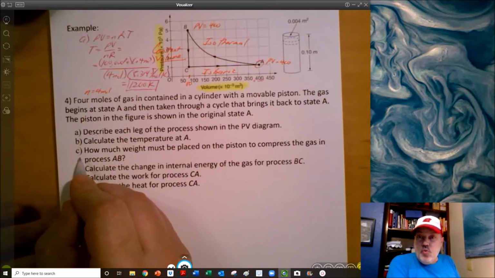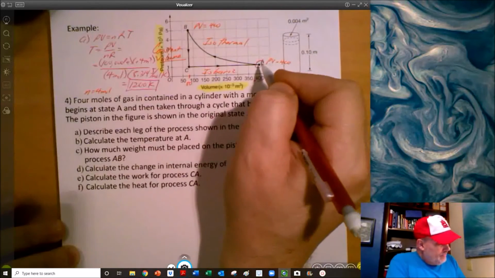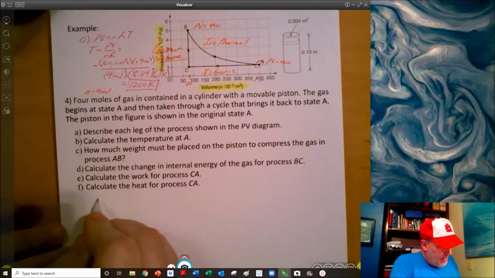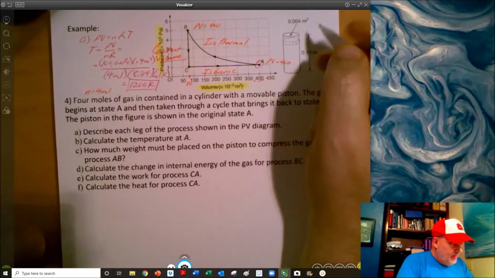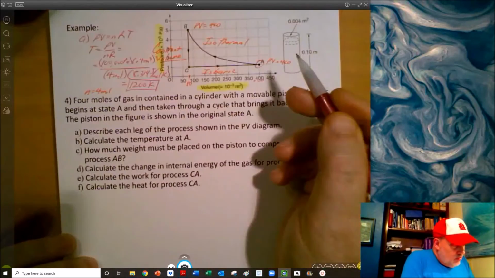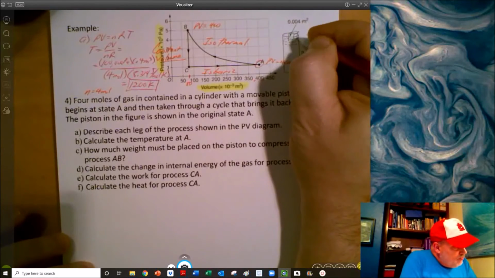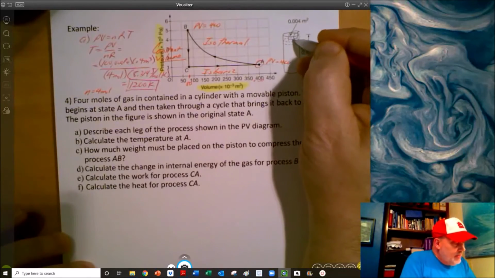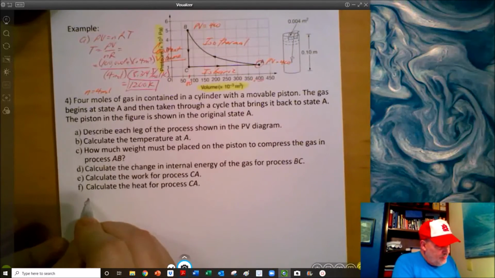Part C: how much weight must be placed on the piston to compress the gas in process A to B? All right, so we have this piston here, and it's up here at this volume, but then it gets compressed down to 1/5 of its original. So a mass must have been put on here to compress it. So this is just a forces problem.